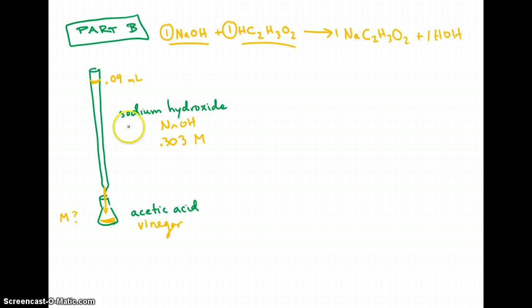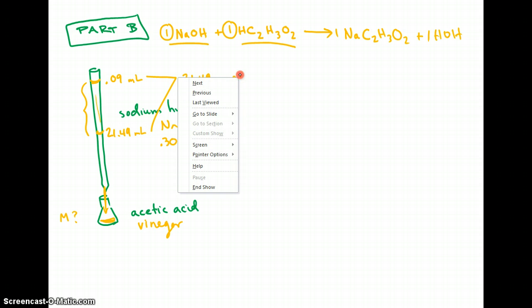All right, so let's actually add this sodium hydroxide, and it flows all the way down to that line. And that line, let's say it's 21.49 milliliters of sodium hydroxide. There is how much I actually used. That is going to be 21.49 minus 0.09. Dang it.